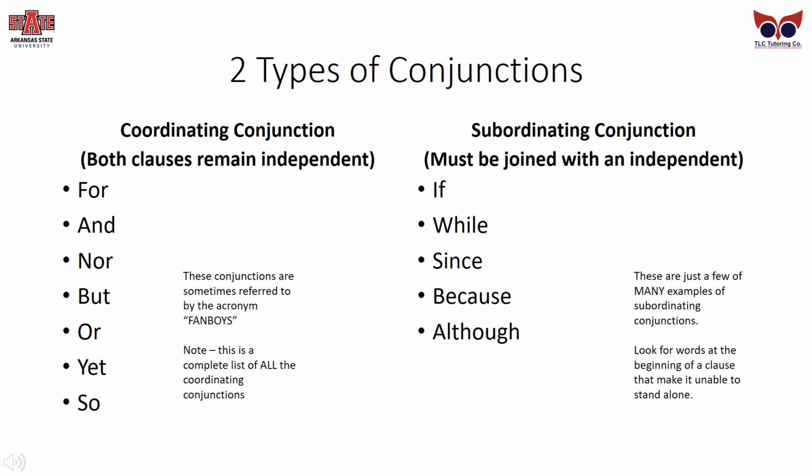Subordinating conjunctions take an independent clause and make it subordinate. You'll see in the examples if, while, since, because, and although. These are just a few of many examples of subordinating conjunctions. When you're looking for a subordinating conjunction, look for a word at the beginning of a clause that makes it unable to stand alone. One important thing to remember in standardized testing is that a subordinate clause must be joined to an independent clause. It cannot stand alone.